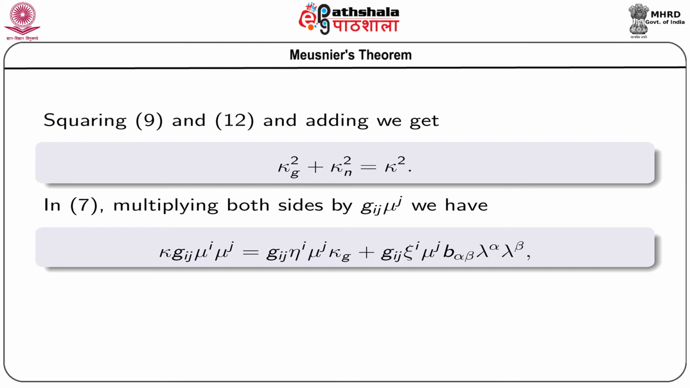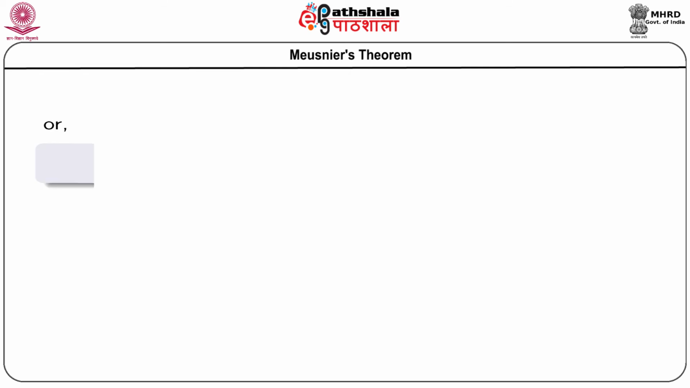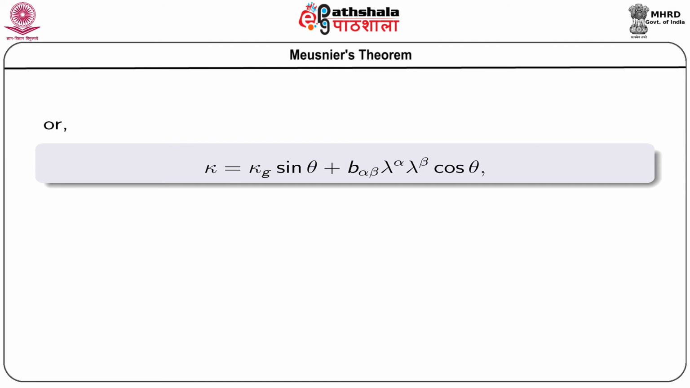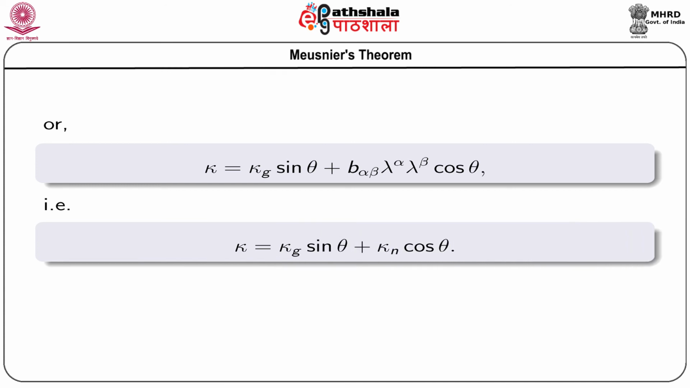Now, since g_ij mu^i mu^j equals 1, g_ij eta^i mu^j equals sin theta, g_ij xi^i mu^j equals cos theta, and b_alpha beta lambda^alpha lambda^beta is denoted by kappa_n, we get another interesting relation between kappa_g and kappa_n, that is kappa equals kappa_g sin theta plus kappa_n cos theta.